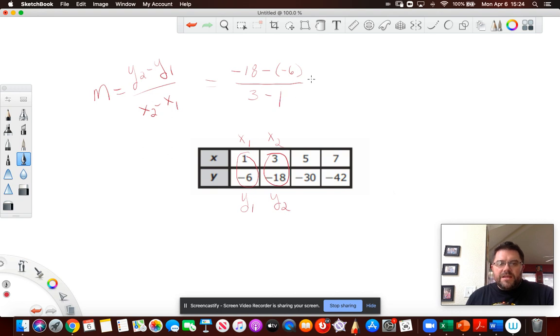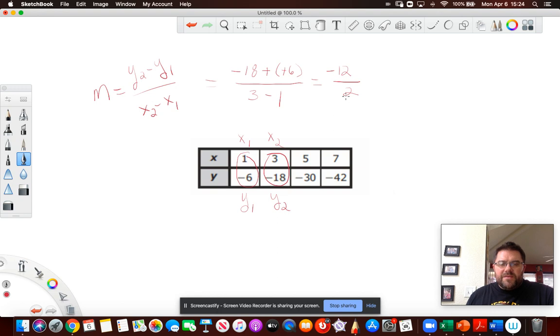All right, at this point, I can go ahead and work my way through the formula. Well, negative 18 minus negative 6, when I do minus negative, that's just like saying plus positive. So negative 18 plus 6 is going to give me negative 12. Okay, and 3 minus 1 gives me 2.